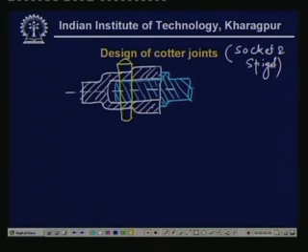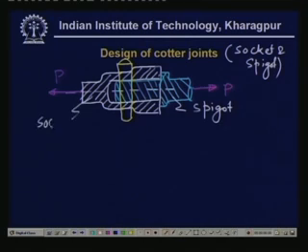Now, when we apply a force P, tensile force, then different parts are subjected to different kinds of stresses. So, let us analyze one by one. First, let us take the case of spigot. So, this part is known as spigot, and this is socket. So, first of all, this spigot, it will try to tear up.